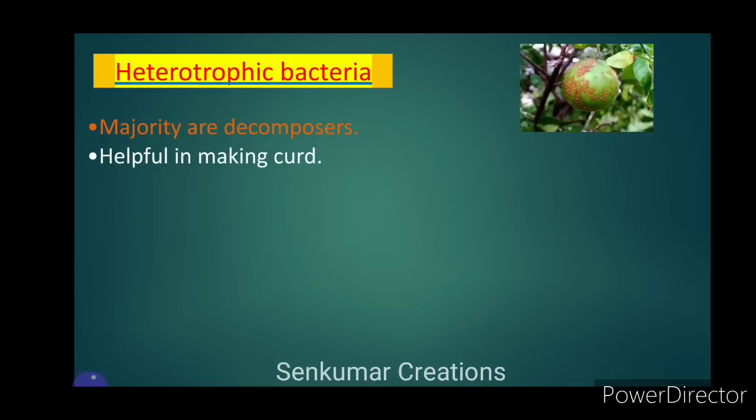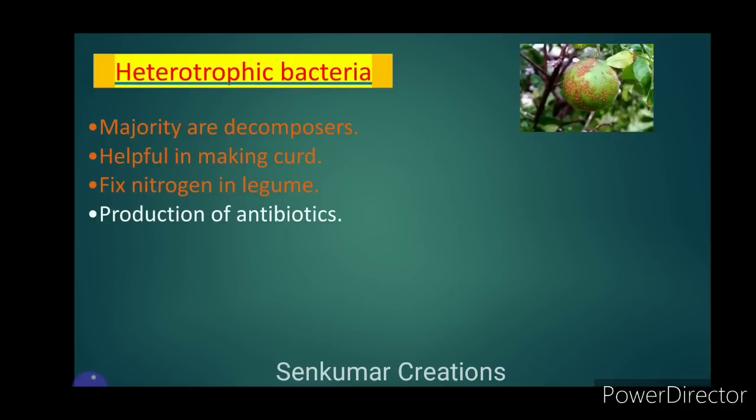So it is helpful in making curd and fixing nitrogen in legume plants, where you can see the root nodules. The nitrogen fixation for legume plants happens only by means of bacteria, called heterotrophic bacteria. They are also used for the production of antibiotics. These are all useful bacteria, giving benefits to humans.